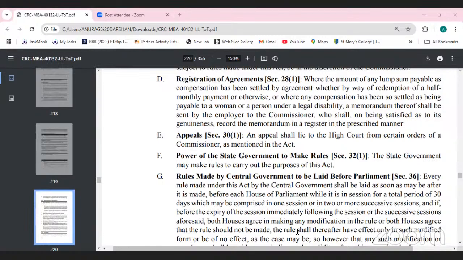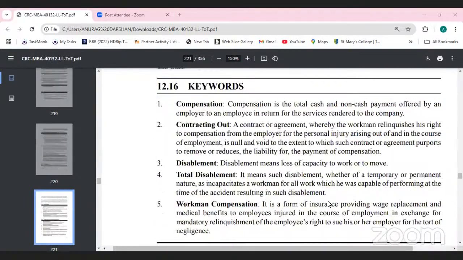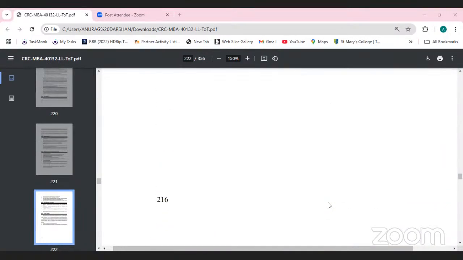So both the houses should agree in making such modification to the rules, or both houses agree that the rule should not be made. Only then can the rules be changed. So this is all about the Employee or Workmen's Compensation Act.